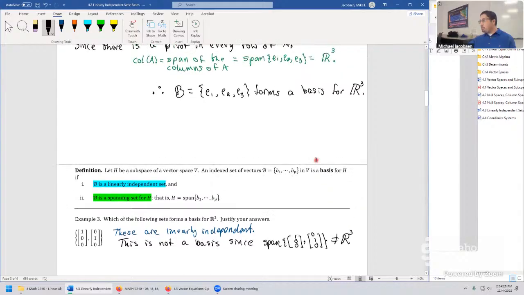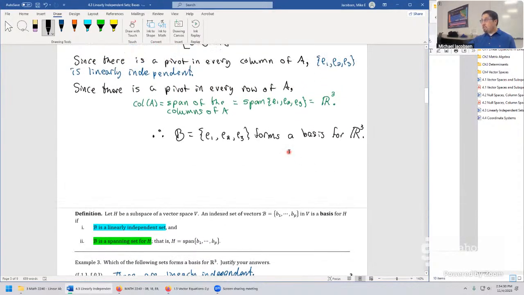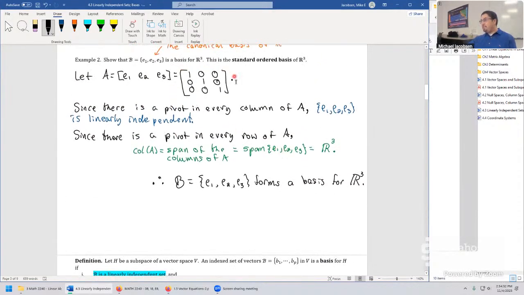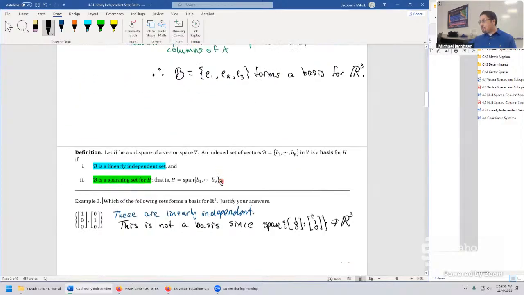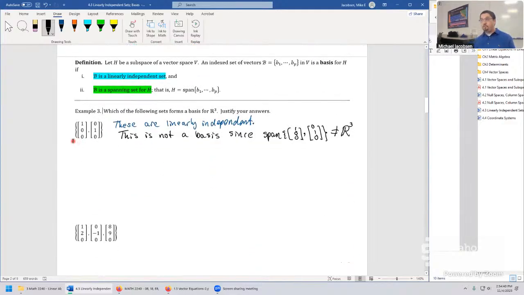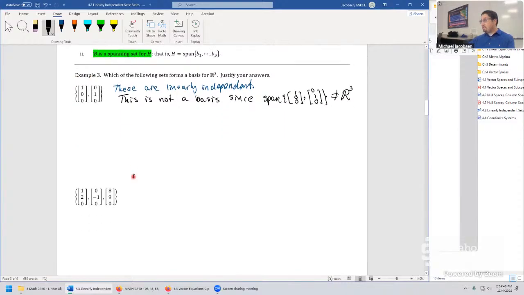Really, it's kind of a redo of what we did on this problem above. On the last problem, when you span the columns here, it did span all of R3 because there was a pivot in every single row. Try the same trick here, and we're just short of pivots. There's only 2 pivots in this particular matrix if we formed it from those 2 columns.